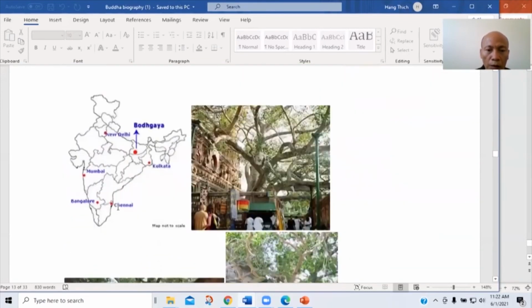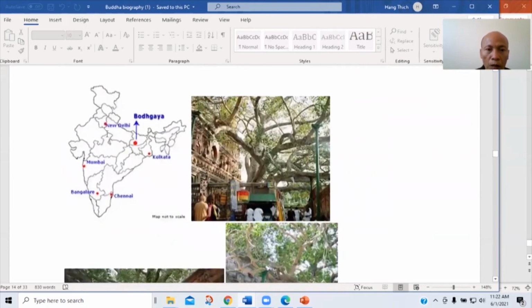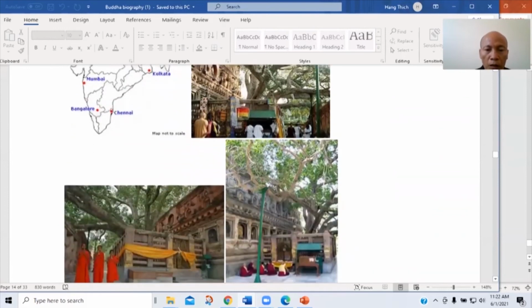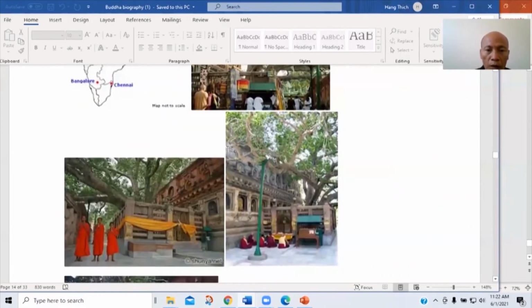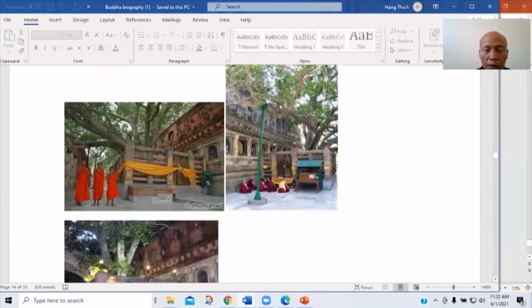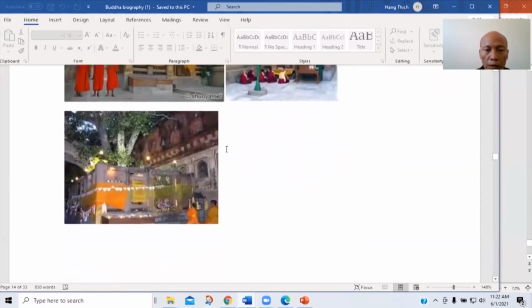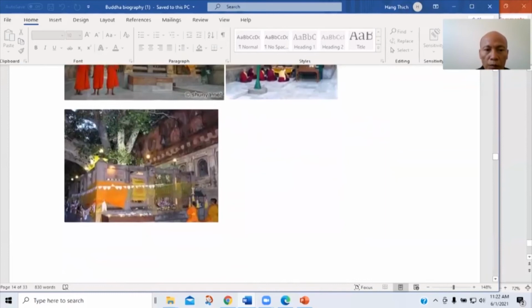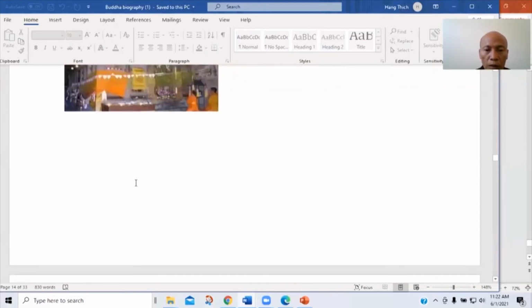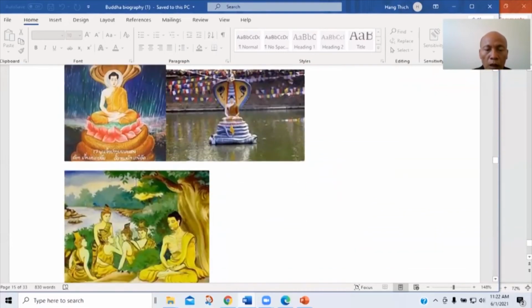Okay, so this here is Bodhgaya, where he attained enlightenment. This is where nowadays millions of Buddhist people from everywhere come to visit this place as the most sacred or holiest place of Buddhism. You see here the Bodhi tree, they protect it, and this is the place where the Buddha sat and attained enlightenment.